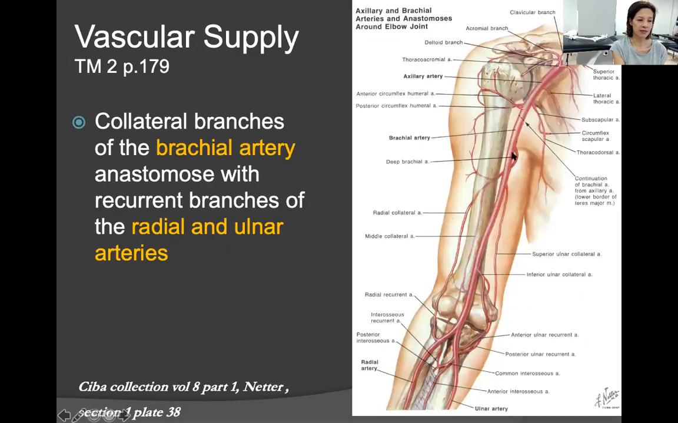Vascular supply. So we have the brachial artery, and then it's going to split into the radial and the ulnar artery as it passes the elbow. It's in the cubital fossa.